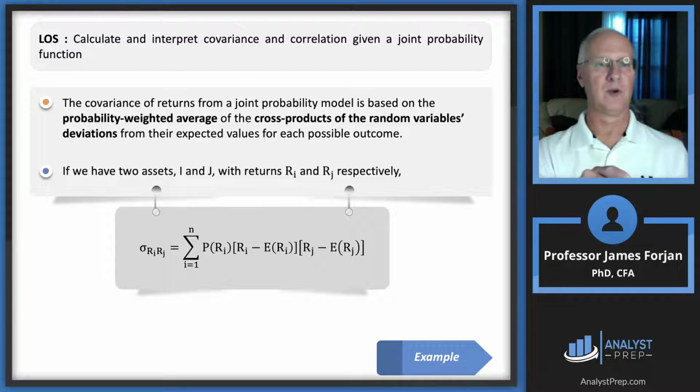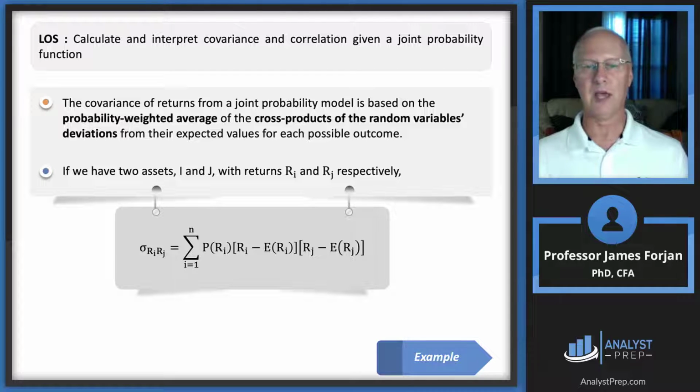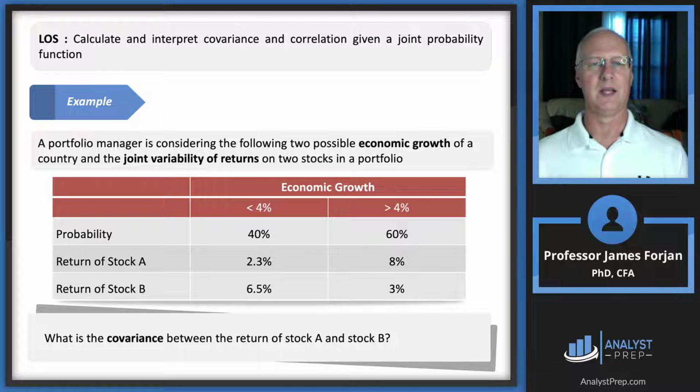Here, look at the second circle point. If we have two assets, i and j, with returns r sub i and r sub j, we're taking r sub i minus the mean of r sub i, and then r sub j minus the mean of r sub j. And then notice that right there in the middle, we have the probability of each of those possible outcomes, right? So let me read those bolded points up there. Based on the probability weighted average of the cross products of the random variables' deviations. Okay, that makes sense. So let's go ahead and take a look at an example.